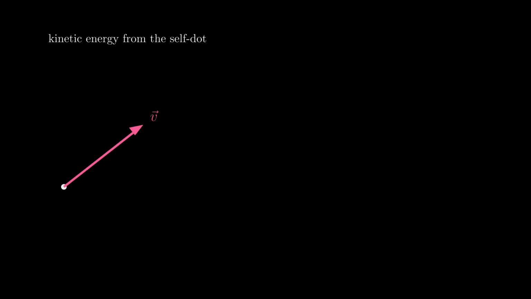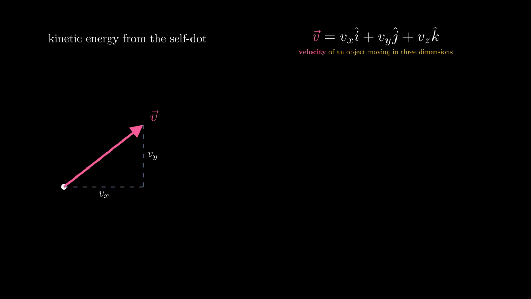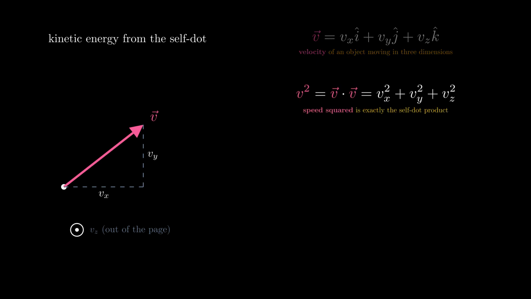Now put velocity into this machinery. For an object moving in 3 dimensions, the velocity is v sub x i hat plus v sub y j hat plus v sub z k hat. The magnitude of a vector is the square root of its dot product with itself, so the speed squared is exactly v dot v. In components, v sub x squared plus v sub y squared plus v sub z squared.